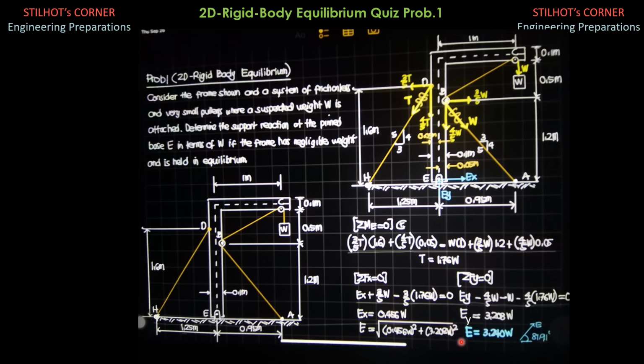So the magnitude of the reaction at E in terms of W is 3.240 W, and the angle of inclination of that reaction is inverse tangent of 3.208 W divided by 0.456 W. So using your calculator, E is directed up to the right with an angle of 81.91 degrees with the horizontal.